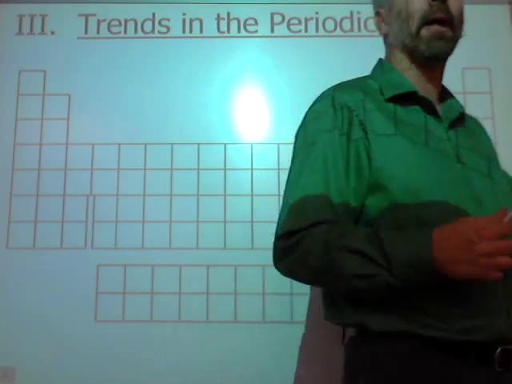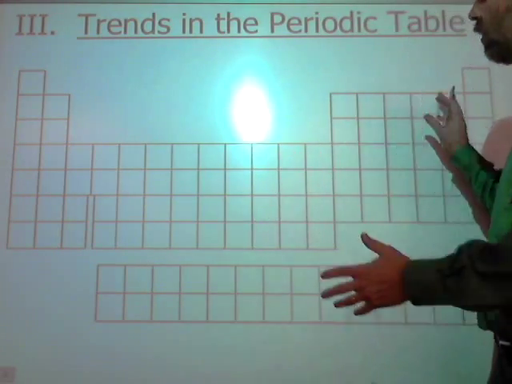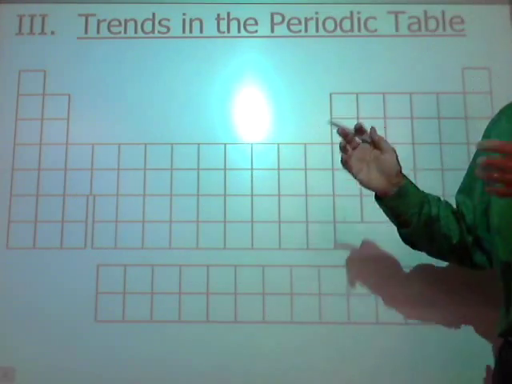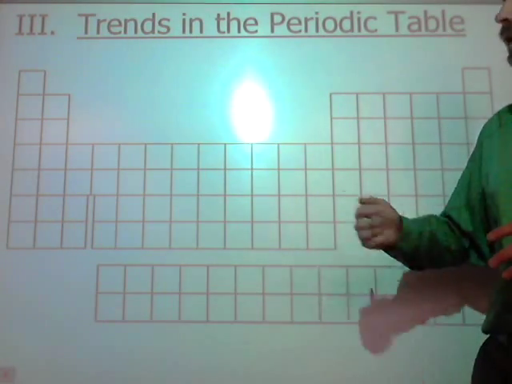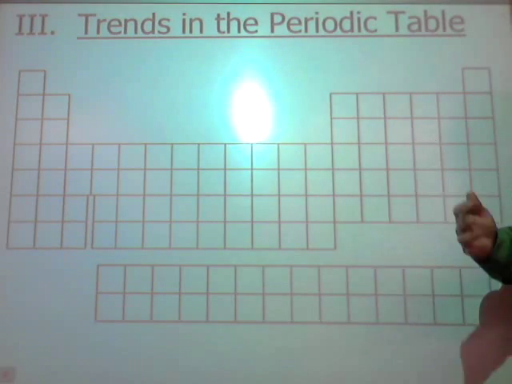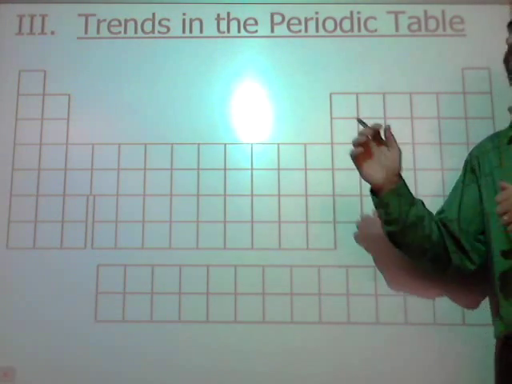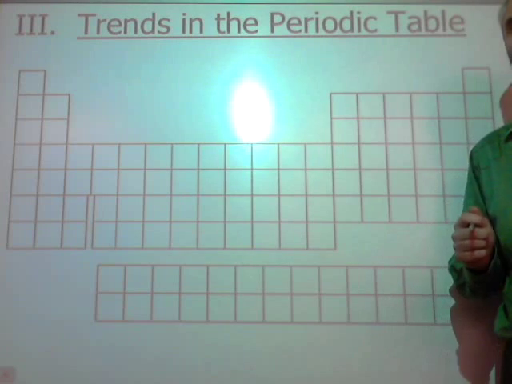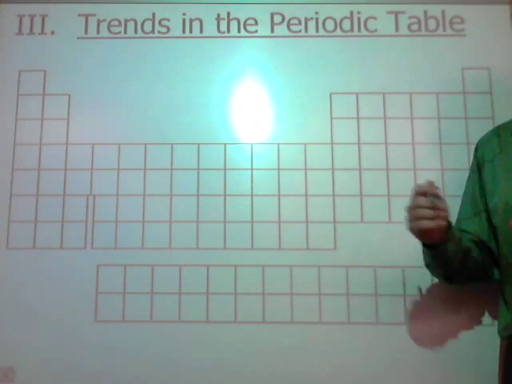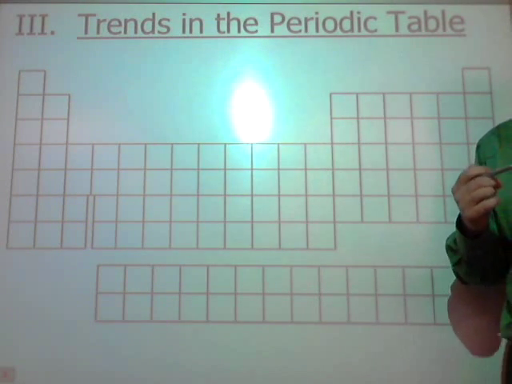The reason we're showing this right now is that in the future we're going to be able to tell, just by where somebody is located, what kind of compounds he's going to make. Would this guy want to get together with this guy or not? And if he does get together and make a compound, what would that compound look like? What would his formula be? You can't do that unless you understand the periodic table and where these guys are in it.